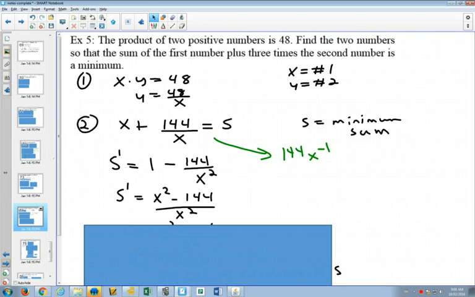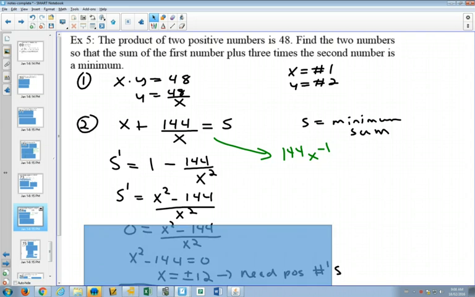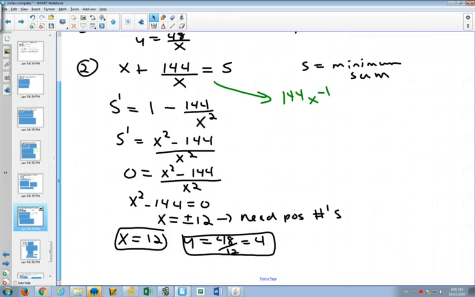Now when solving this equal to 0, if we get a common denominator and make this into a fraction, it is equal to 0 when the numerator is equal to 0. So all we need to do is solve when x squared minus 144 is equal to 0. That gives us plus or minus 12, but we need a positive number, so 12 is the only one that makes sense, and then our other value has to be 48 over 12, which is 4. So the two numbers have to be 12 and 4 in order to get that minimum sum.